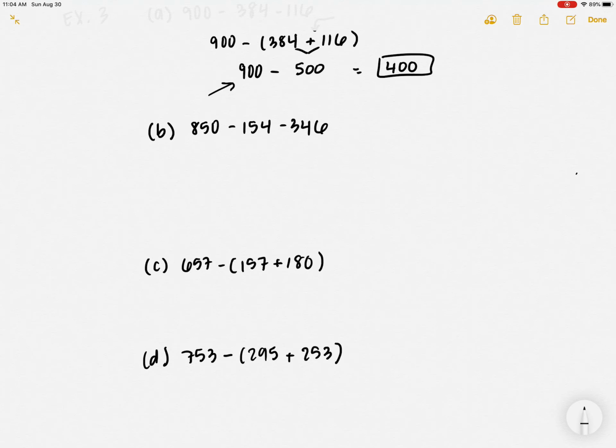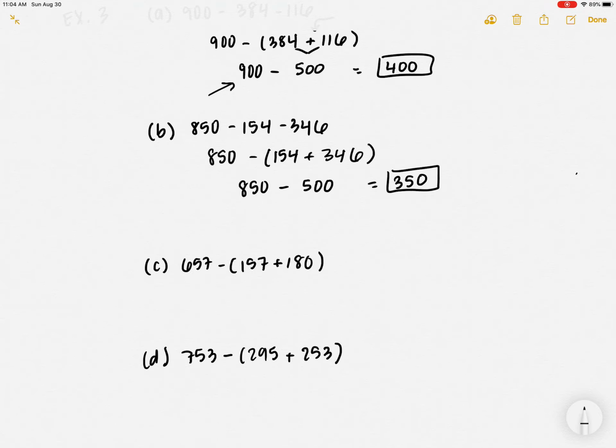So for part B, do the same thing and add parentheses. And now you can subtract 500 from 850, which gives you 350.